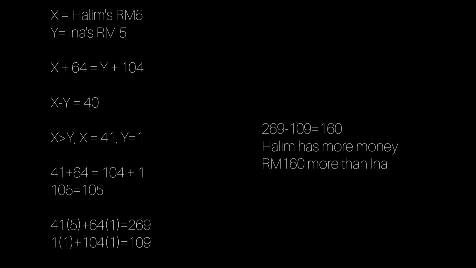Moving on to the next question, we know that the 5 ringgit note is 0.025 gram heavier than the 1 ringgit note. So we can declare Z is equal to the 1 ringgit note's mass. We already identified Halim's antique notes mass, which is 9.45 gram. Substitute into the equation.